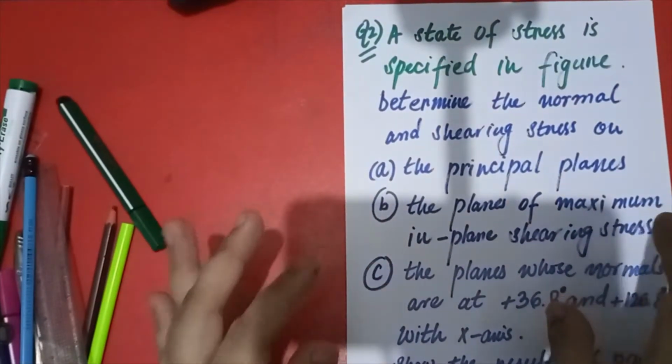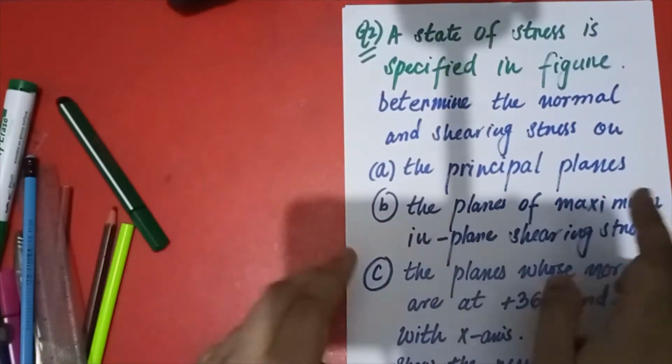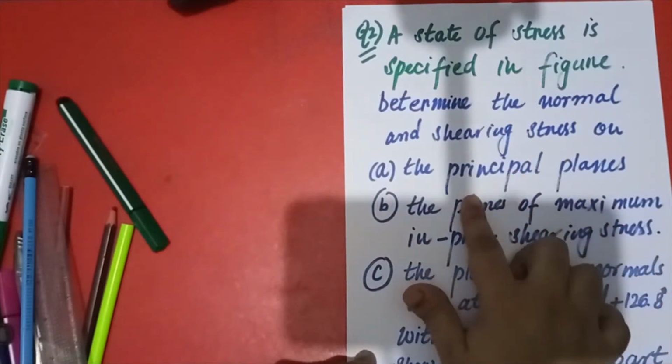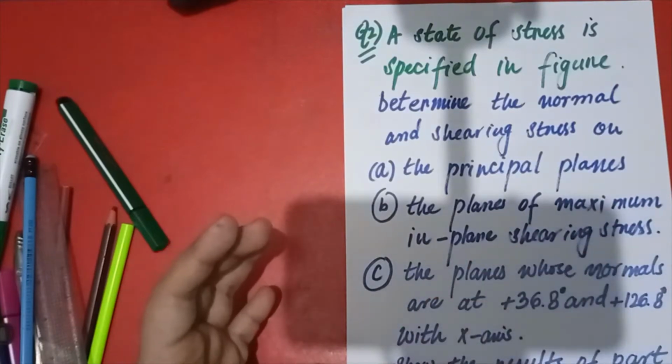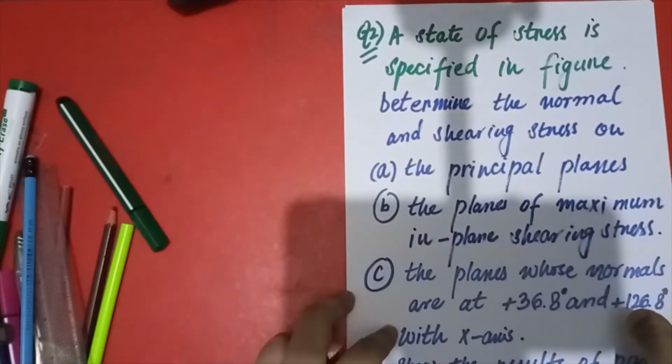So I will make 3 times Mohr circle, and then I will mark out and point out and find different things like principal planes, planes of maximum in-plane shearing stress, and part C. So let's have a start.